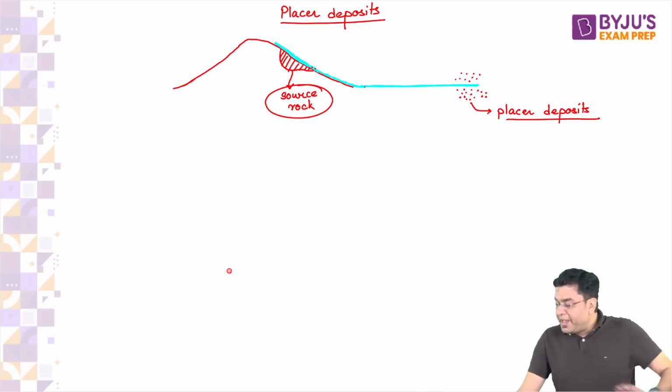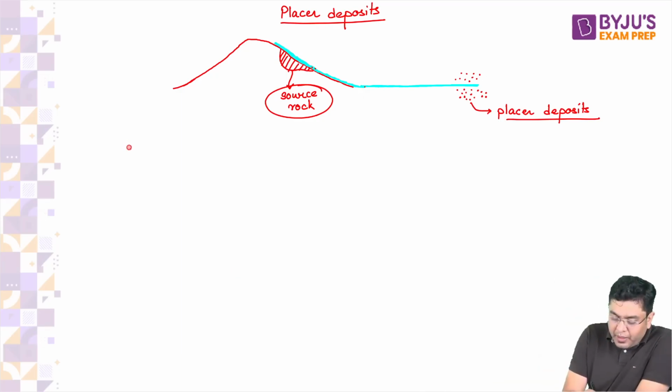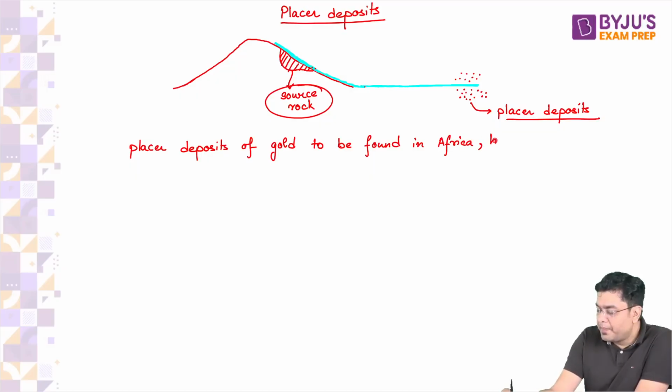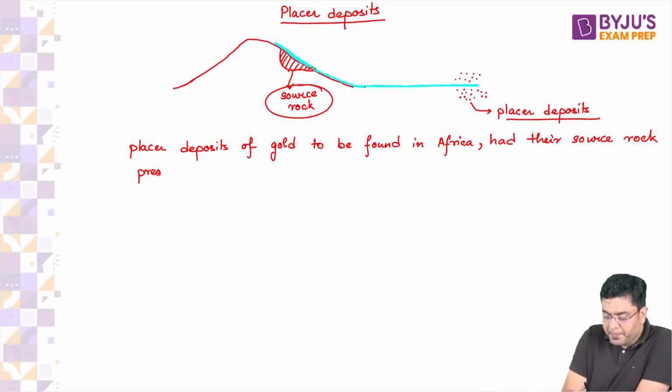So here, he observed the placer deposits of gold found in Africa had their source rock present in the Brazilian highlands.